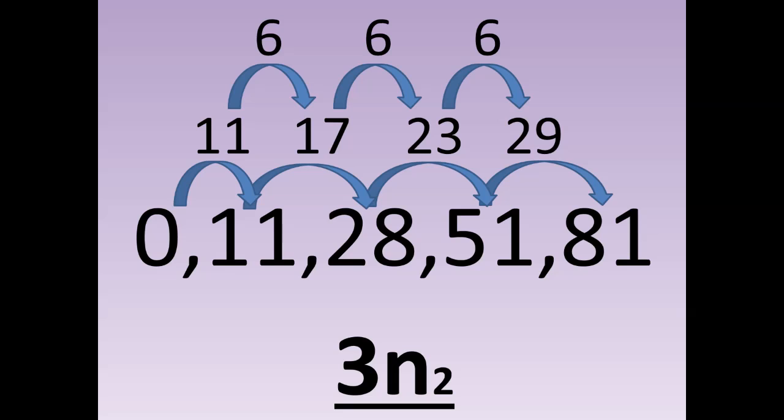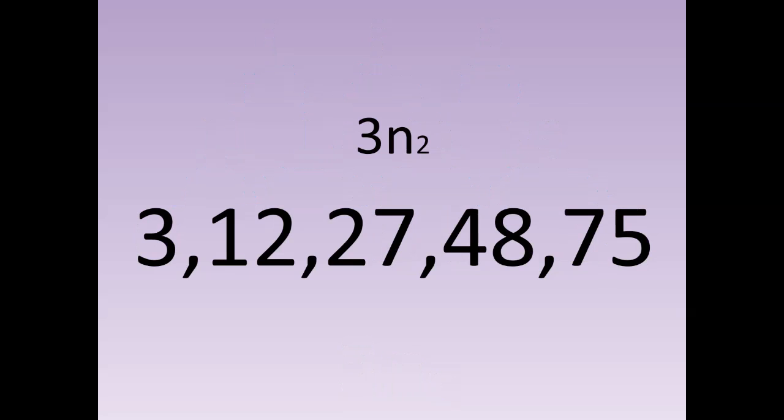And the way you find the number before n squared is you half that. So you half the difference of the difference to find the number before n squared. So you have 3n squared. Next, you have to find the sequence that 3n squared makes. The sequence is 3, 12, 27, 48, and 75. You only really need 3 of these numbers.